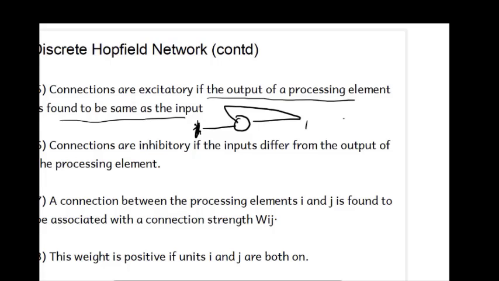And connections are inhibitory if the input differs from the output of the processing element. So in case we give our input as 1 and we get output as 0, they are different. In that case the connections are inhibitory.